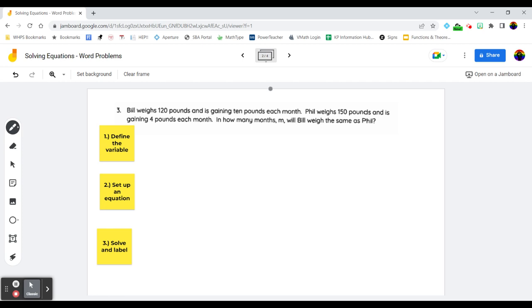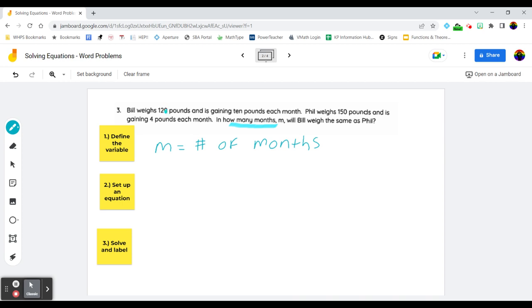For the next one, I'm going to jump to the question first. The question says, in how many months will Bill and Phil weigh the same? So x, or in this case, m, is going to represent the number of months. So let's reread through the problem.